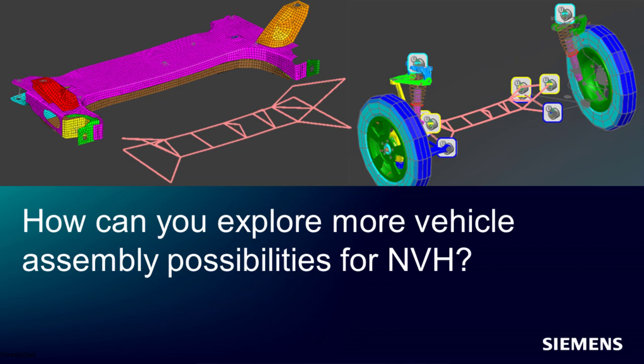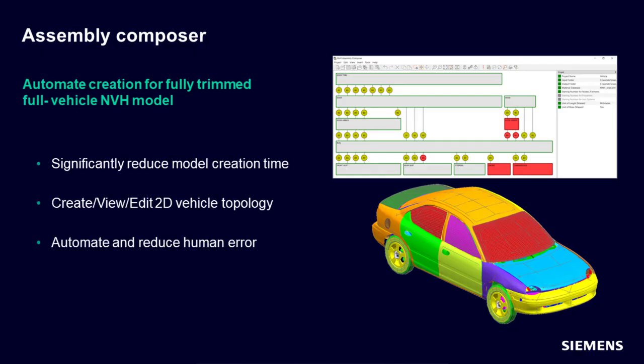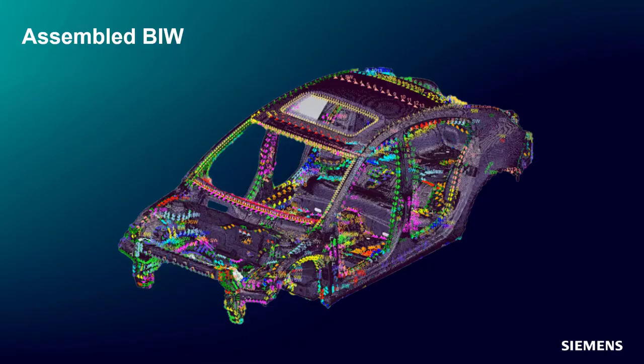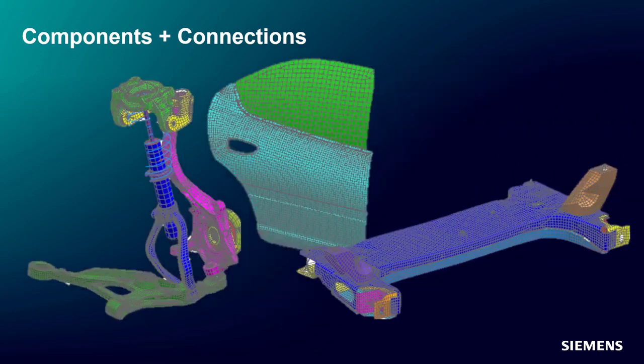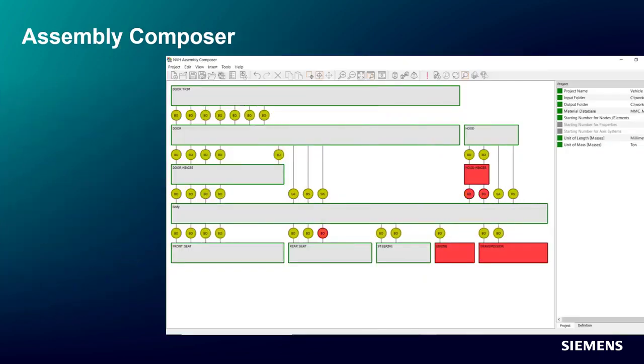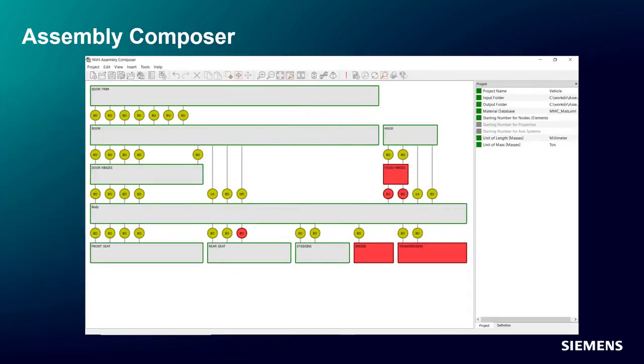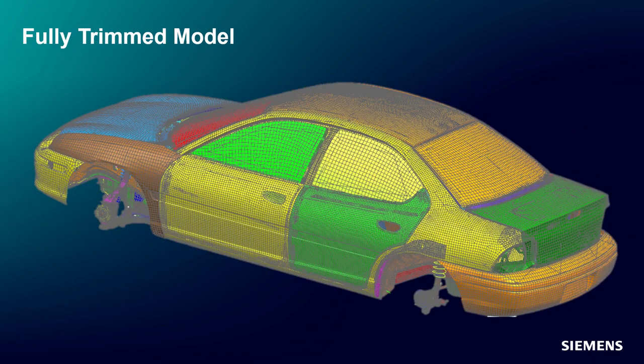The Assembly Composer in Simcenter 3D has been a huge help to engineers who want to model and manage full vehicle FE assemblies more easily. The Assembly Composer gives you a 2D system view of the assembly that helps you quickly visualize and understand how assembly components are connected together. This 2D system view is then directly synced to the 3D FE model.